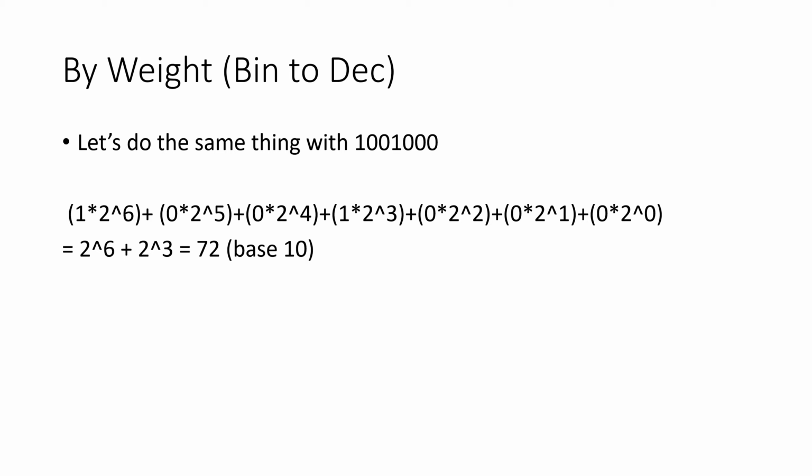Next, we get binary to decimal. So let's do the same exact thing with 1001000. Starting from the right, pointing to the right side of the screen, we're going to start with 2 to the power of 0. So we're going to do 2 to the power of 0 times 0, plus 2 to the 1 times 0, plus 2 to the 2 times 0, all the way down until you have them all out. And then you're going to get 2 to the 6 plus 2 to the 3. That's 72, base 10.